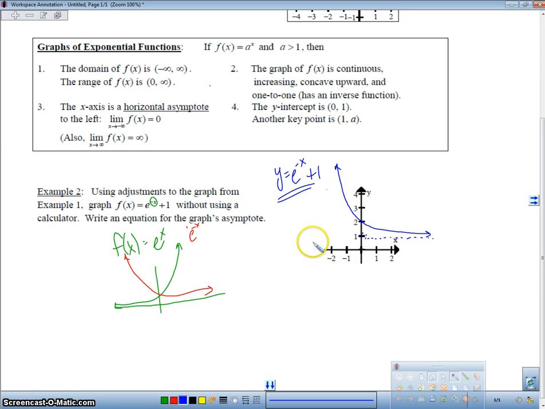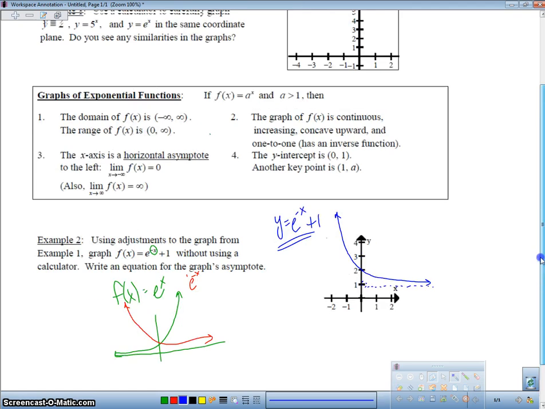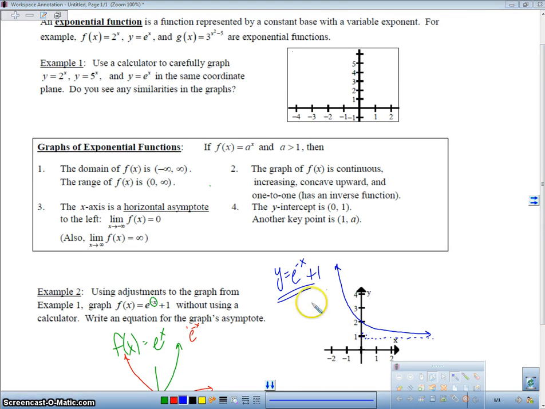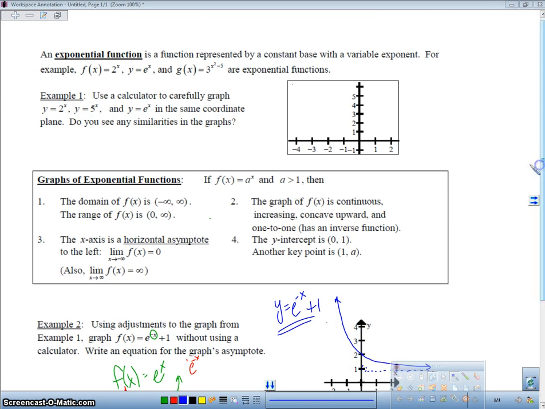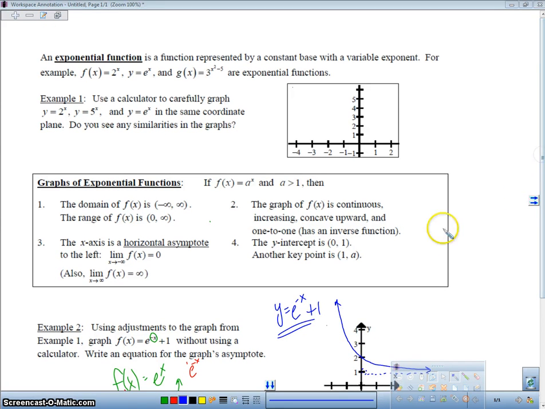All right, so that's just a quick review of some of the major things you need to know about exponential functions, the way they look, how to move them around and shift them using some translations, and then of course we're going to get into the thick of things for calculus, which is how do we take the derivative and how do we integrate those.